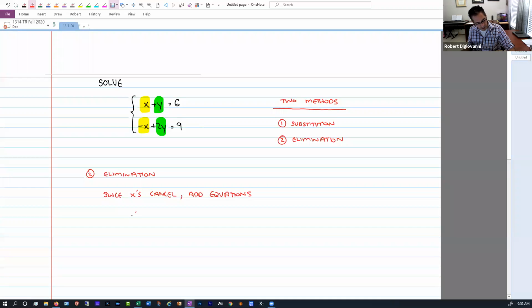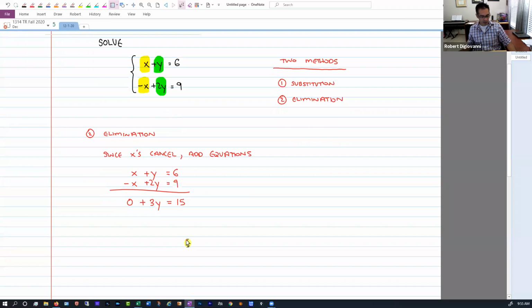So what I mean by that is I'm going to take x plus y equals 6, and then the other equation, negative x plus 2y equals 9. I'm just going to add them straight down. When I add down, these x's cancel, so I get 0, plus, and when I add these y's together, I get 3y. And don't forget, you have to add the other side. So equals 9 plus 6, that's 15. And look at this, this just says 3y is 15, right?